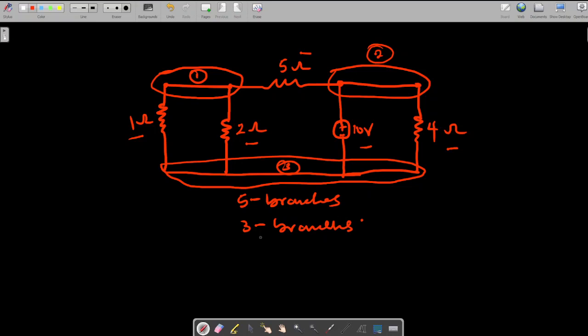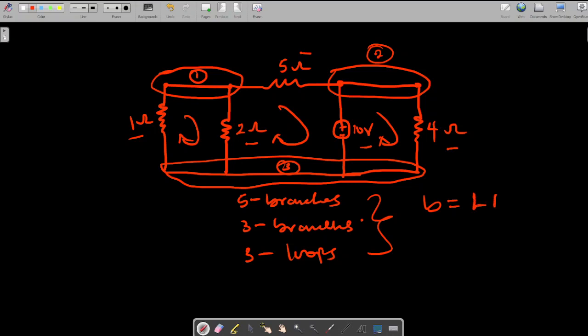And if you want to know the number of loops that we have here, you get to see normally 1, 2, and then 3. So we have 3 loops. If you also want to use the fundamental topological formula, that is B equals L plus N minus 1. So you have 5 branches. Then you don't know the number of loops, but you know the number of nodes, and that is 3 minus 1. So you have 5 minus 2 equals L, and that will give us 3. So I hope everybody understands these aspects now very well.